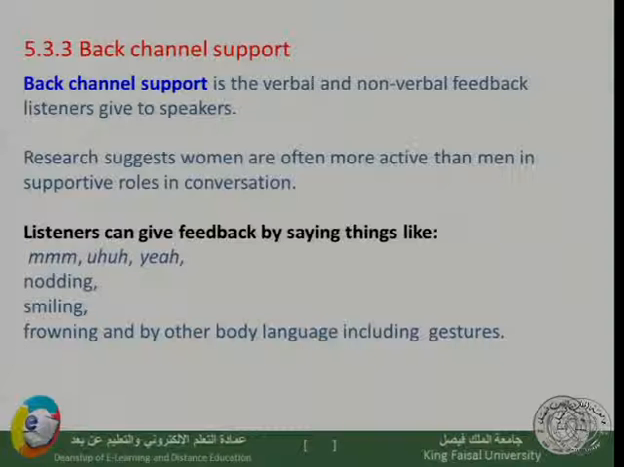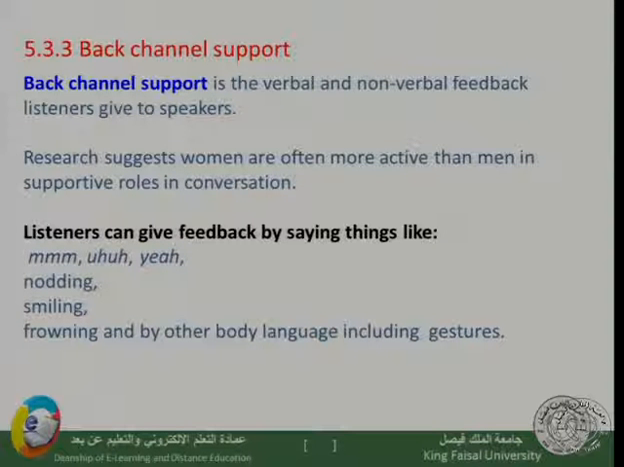So this nodding is also another supporting feedback for the speaker, so that he either continues or stops talking. Sometimes it is just enough to smile for the speaker so that he understands that yes, you are following what he says, so that he can either stop talking or continue talking. Sometimes when you frown at the speaker, he would understand that you are not happy with what he says, so that he either stops or asks you to comment on what he has said.